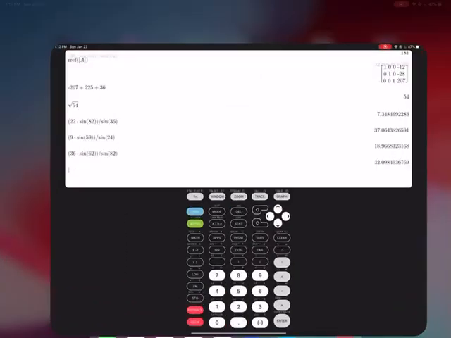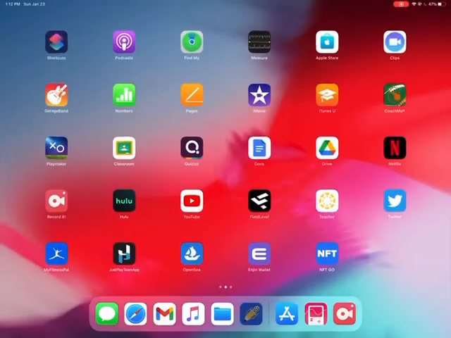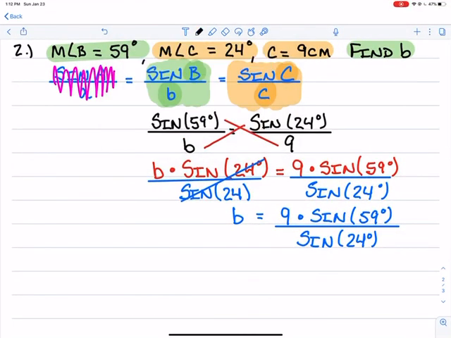So let's go ahead and look at that. I have an extra set of parentheses, 9 times the sine of 59 degrees, close both parentheses, divided by the sine of 24 degrees. That's going to be 18.9, which we would round to 19 centimeters. And just like that, we found the measure of side B.